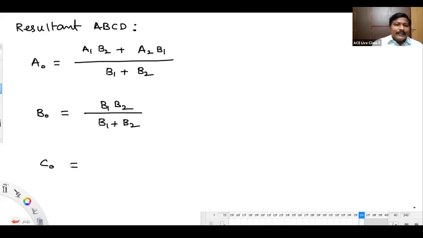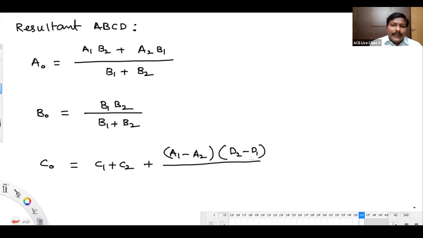Next, resultant parameter C0. C1 plus C2 plus A1 minus A2 into D2 minus D1 by B1 plus B2. That's the C0. Next, D0.